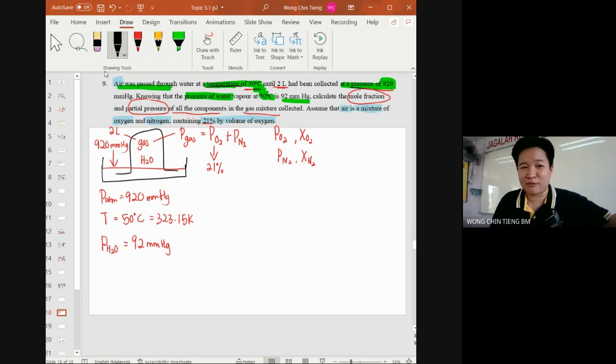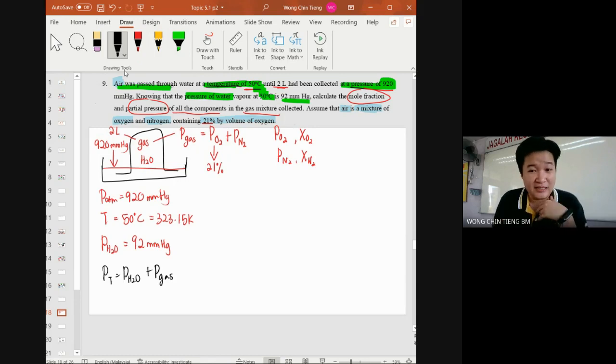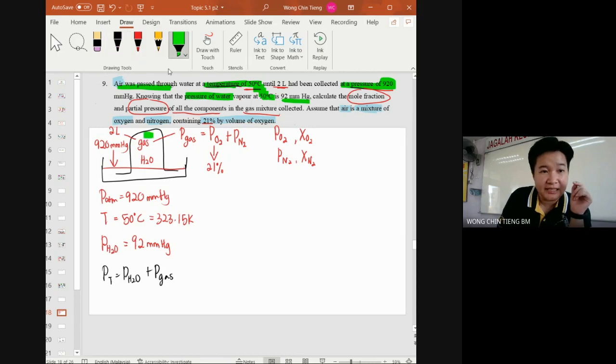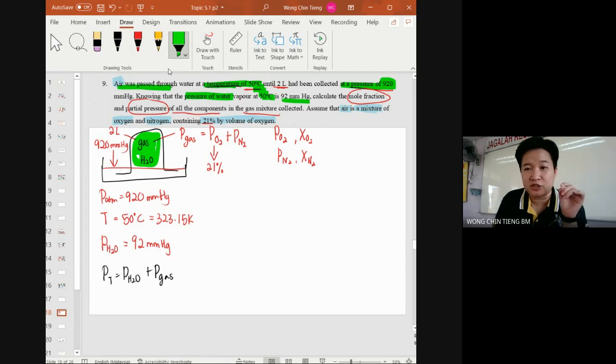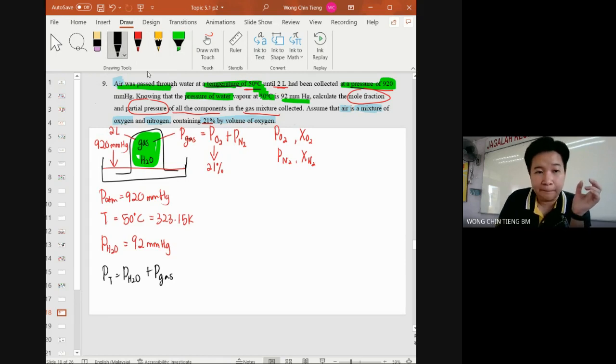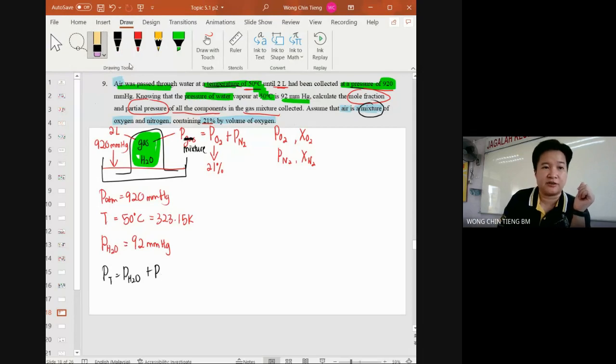Total pressure kat sini tak boleh panggil sebagai the total pressure. I mean over here is my P total of the water plus the mixture or the gas. Ni adalah P total saya. Okay, in this case P total is everything in here. That is the P total. So I think what you want over there is the partial pressure of the gas, or I would say the pressure of the mixture. Betul? Sebab soalan guna mixture, so kita stick with mixture lah. Soalan guna mixture, kita pun guna mixture. Okay. So I think we are looking for the partial pressure of the mixture.